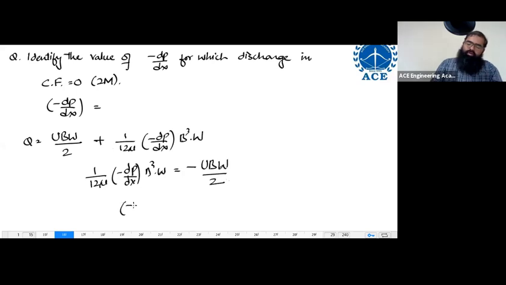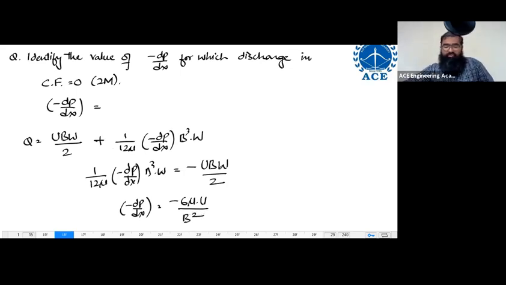So minus dp by dx has to be equal to minus 6 mu into u divided by b square. Check it. Okay, minus also is supposed to be there, no? Very good. Minus also is supposed to be there. So it belongs to backward flow.